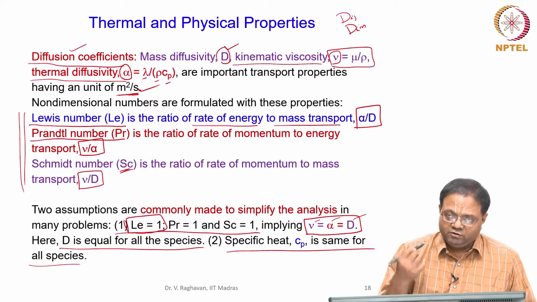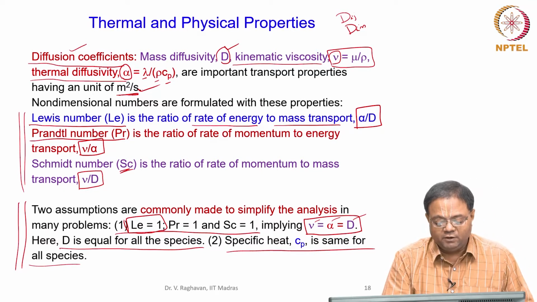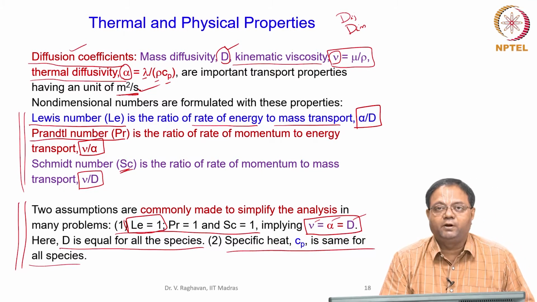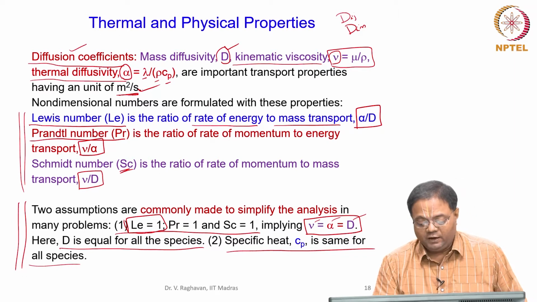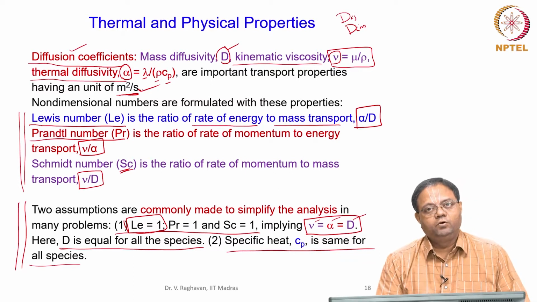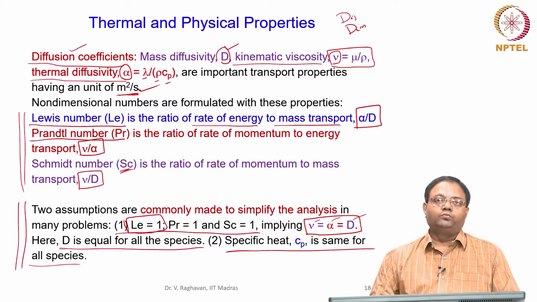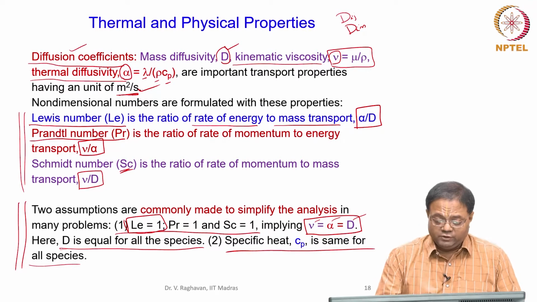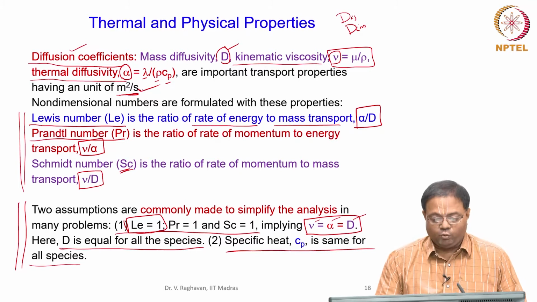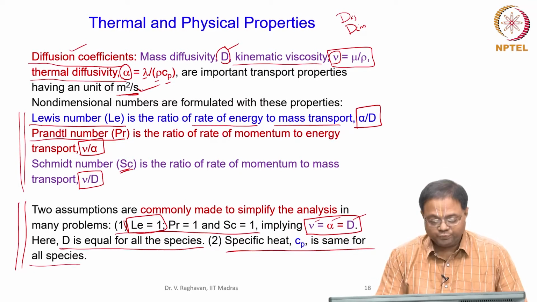But when you want to simplify the problem, the non-dimensional numbers Lewis number, Prandtl number and Schmidt number are assumed to be unity, the diffusion coefficient D of all the species into the mixture is the same, and specific heat is also assumed to be the same for all the species. So, these are the assumptions which we invoke. Why do we invoke them? Because it simplifies the problem, which is otherwise complicated.